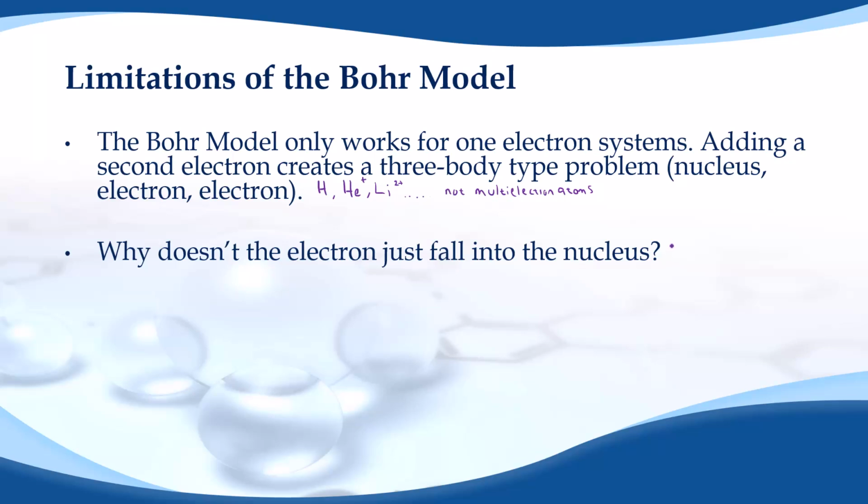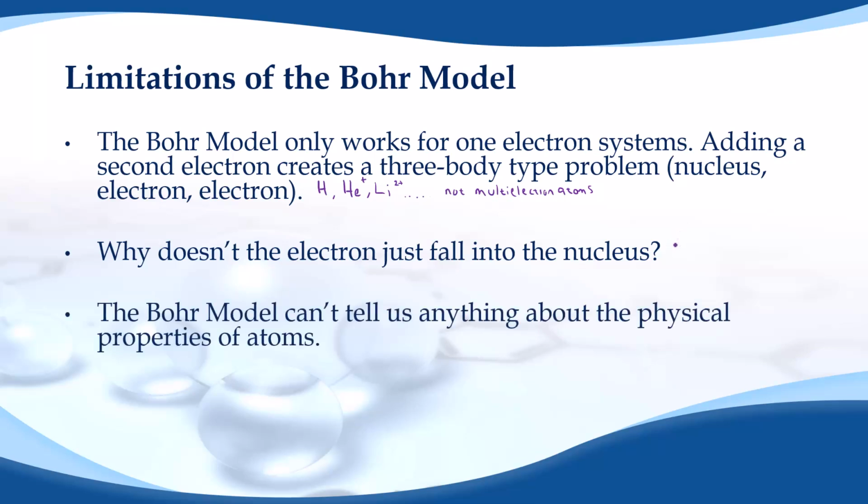And the other thing is that the Bohr model does not tell us anything about the physical properties of the atom. So, for example, it doesn't tell us why certain elements will be solid instead of liquid instead of gas. And one of the other ones that we're going to cover later in this chapter is why certain elements are attracted to a magnetic field and certain elements are repelled by a magnetic field. None of this can be discovered through the Bohr model.